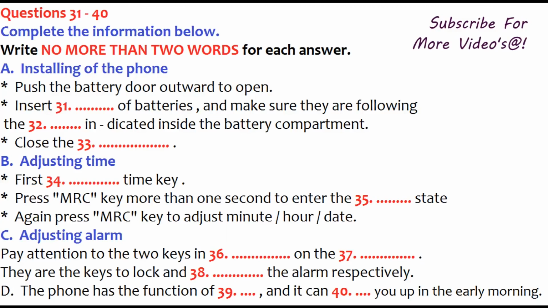Now it comes to adjusting alarm. Press alarm key to enter the 3 states of A1, A2, A3. Pay attention to the two keys in the corner on the right hand. They are the keys to lock and unlock the alarm respectively. Press MRC key to enter the adjusting procedure. And have you seen the second digit begin to flash? Yes, I think I should repeat this action, yes? Yes. Press MRC key again to adjust minute and the on-off of the alarm.